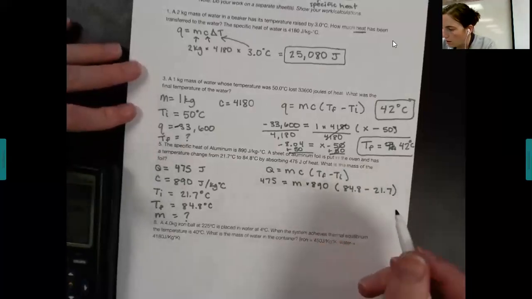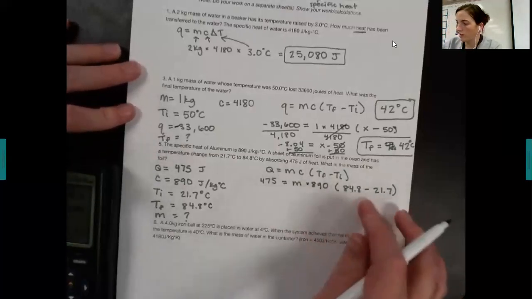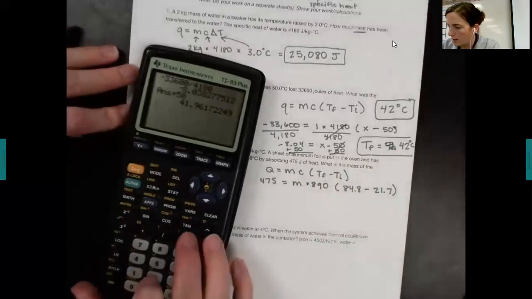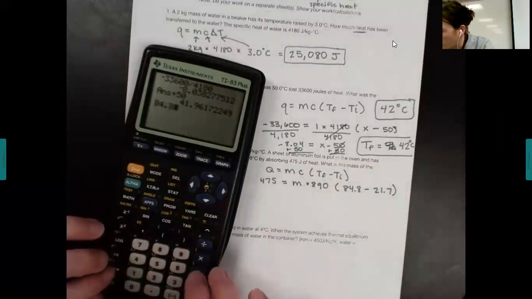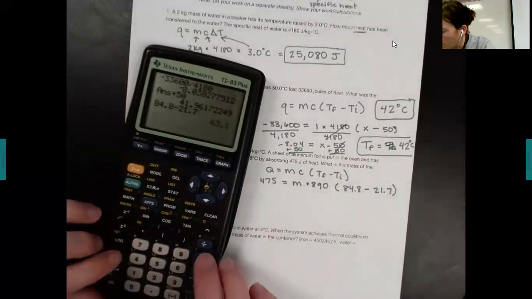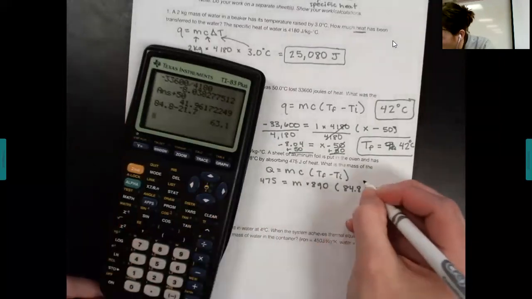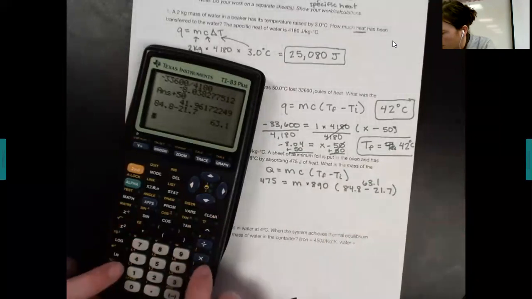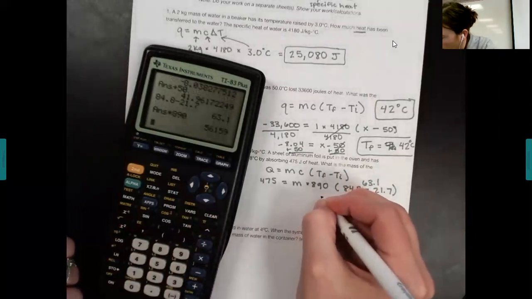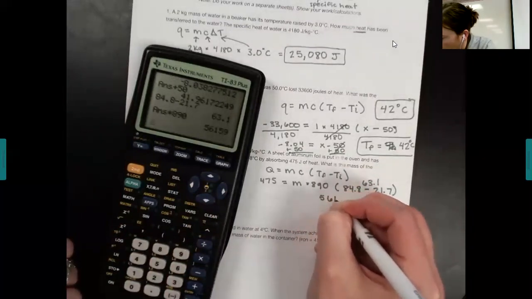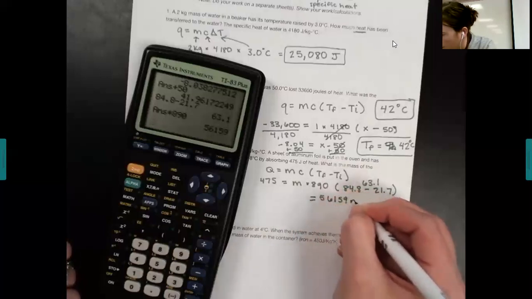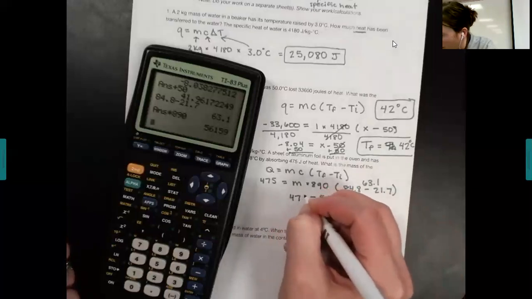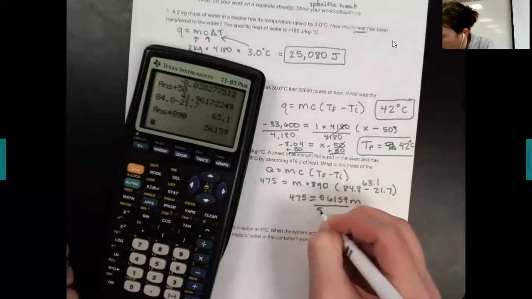So let's see, I can go ahead and solve this side. So 890, or we'll do the temperature change first. So 84.8 minus 21.7 was 63.1. So now I'm going to do 63.1 times 890. So that gives me 56,159. We'll say M for the mass is equal to 475 divided by 56,159.